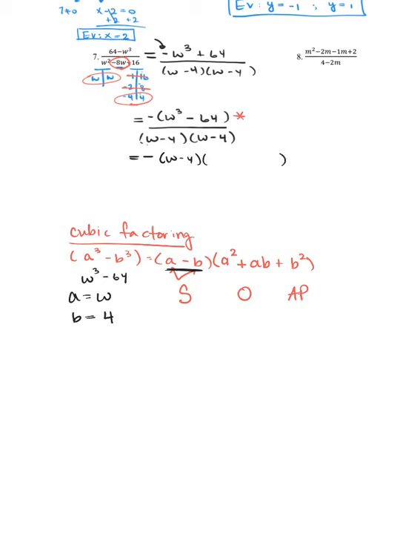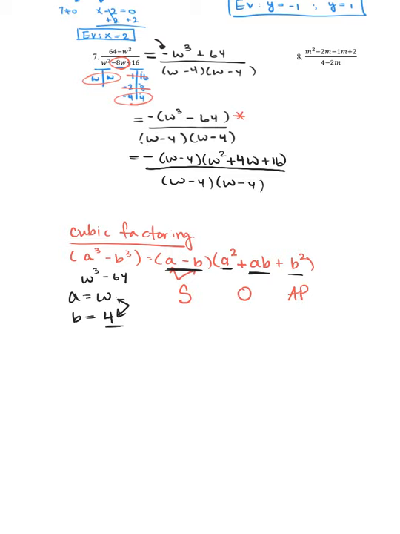And now for my trinomial, so now I'm going to do a squared, so w squared. And then multiply a and b together, so that would be 4w. And then don't forget opposite, so this is going to turn into a positive. And then b squared, so 4 times 4, so 16, always positive. That's my numerator, and then my denominator is still the same, right? So w minus 4, and then times itself.